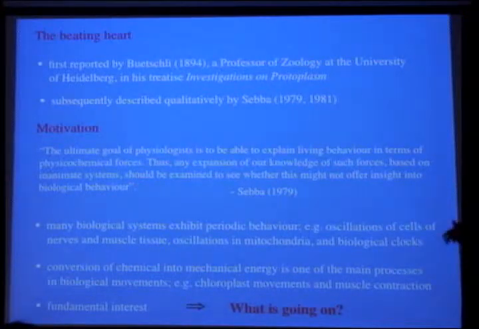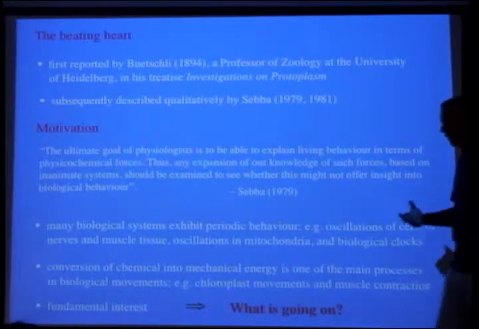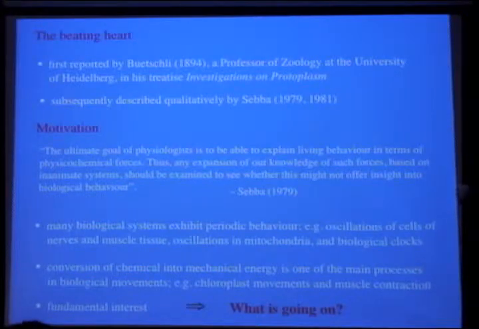You have oscillations of cells and nerves and muscle tissue, oscillations in mitochondria, and you have biological clocks. So how do biological clocks work? This is a way of basically imposing periodic motion from pure chemistry. Conversion of chemical into mechanical energy is one of the main processes in biological movement, like chloroplast movements and muscle contraction. Of course, this is all good to use as motivation in hindsight, but I just thought it was kind of an interesting, quirky problem.